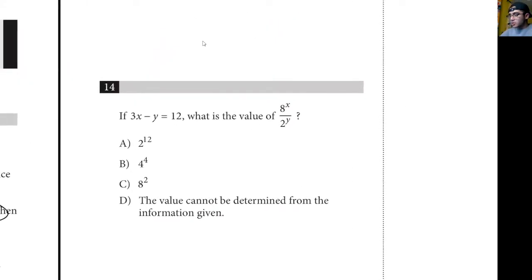Okay, moving on to number 14. If 3x minus y is equal to 12, what is the value of 8x? This took me some time as well. I'm not going to lie.